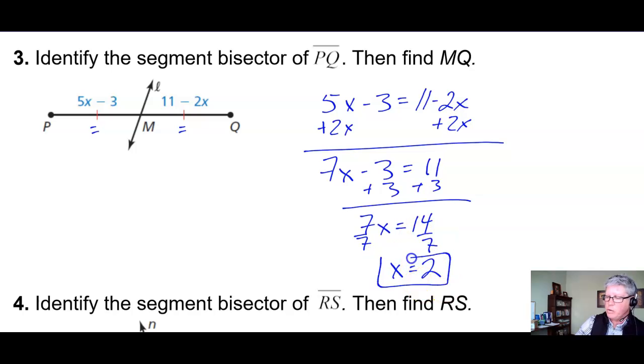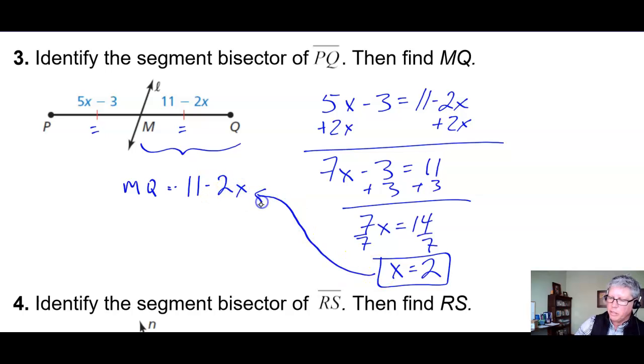Once again, best wrong answer. That's going to be the answer on the SAT and the ACT and all that good stuff. But they want to know what MQ is. Well, MQ is equal to 11 minus 2x. Now we use that x, plug it in, and we get 11 minus 2 times 2, 11 minus 4, or we get 7. All right. Think you guys can handle that?